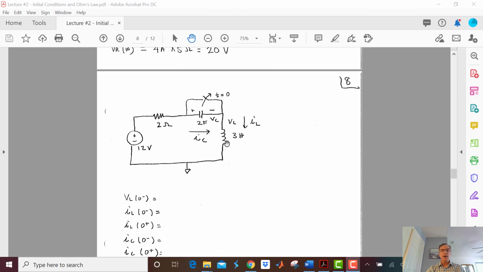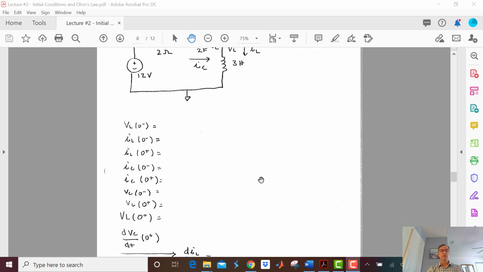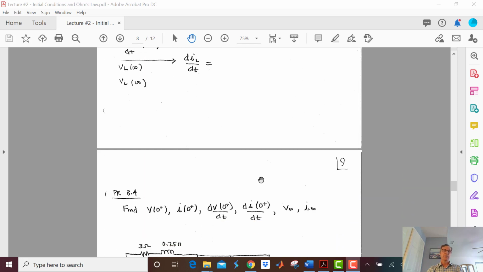So let's see. That means there's no current in this resistor, just using KCL on the fly. No current here, can't be any current here. So that means 12 volts minus 2 times 0 gives me 12 volts here. And the voltage here is going to be 0 because there's no voltage across that inductor at steady state. So 12 minus 0 gives me 12 volts for VC of infinity.